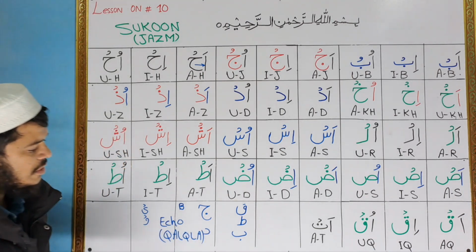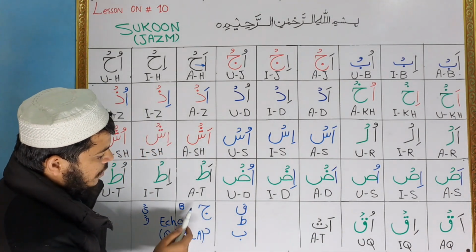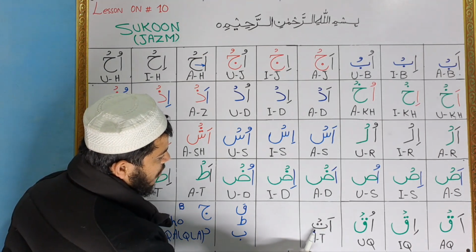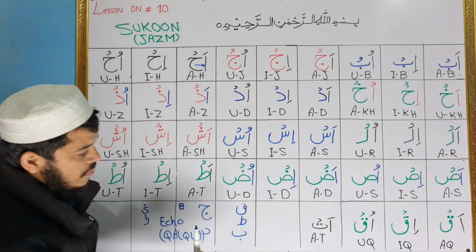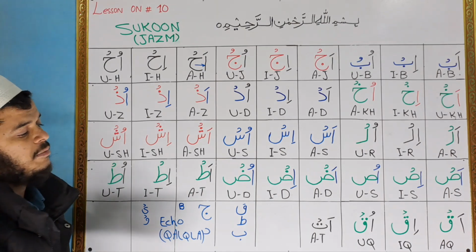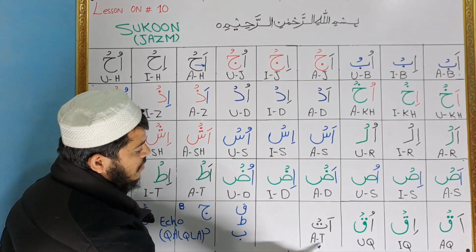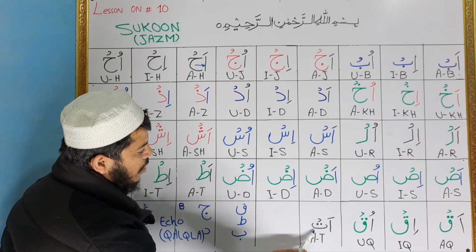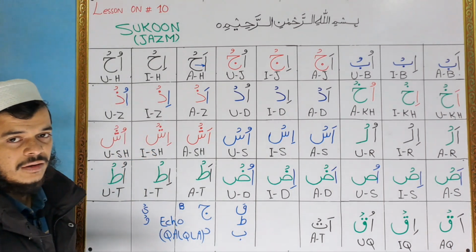So let's say there is a word ta, it is not from the echo letters. Alif with fatha, we know it sounds a, and because ta is starting with t sound, we are going to add the t sound. This t sound is going to be light because of the letter ta. So this one will sound as at. Alif with fatha will sound a, and because of ta with sukoon we will add t sound, it will become at.